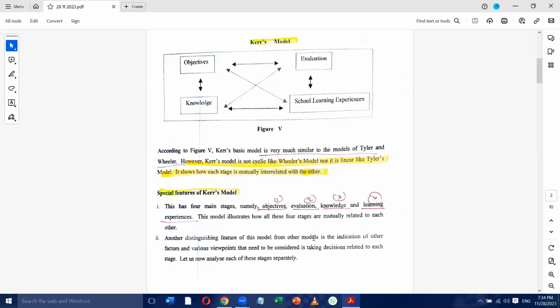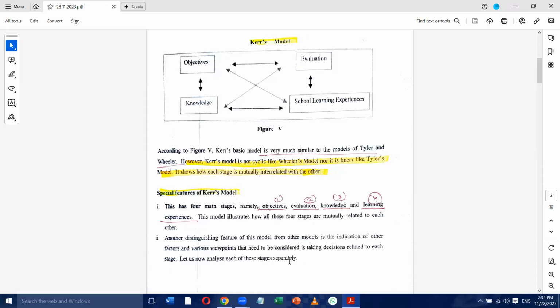This model illustrates how all these 4 stages are mutually related to each other. Another distinguishing feature of this model from other models is the indication of other factors and various viewpoints that need to be considered in taking decisions related to each stage. So let us now analyze each of these stages separately, right?